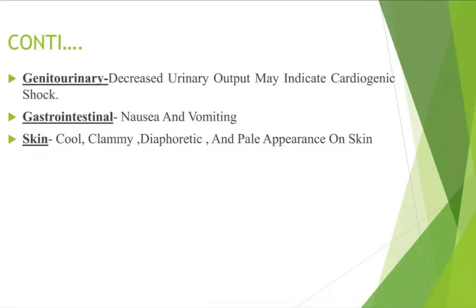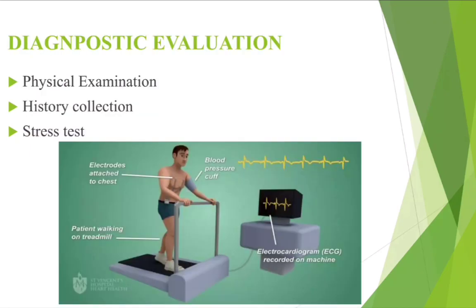Now we'll understand the genitourinary, gastrointestinal, and skin symptoms we will get. In the genitourinary system, there will be a decreased urinary output, and there will be nausea and vomiting.